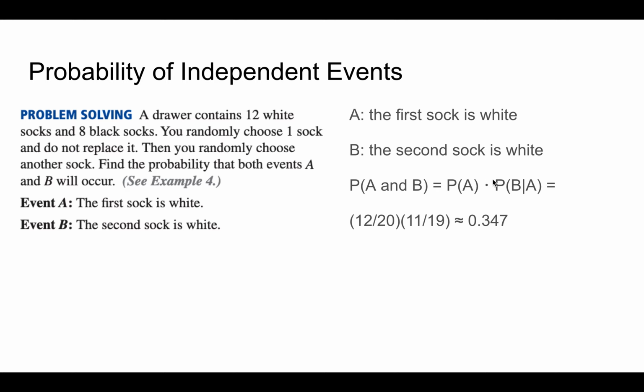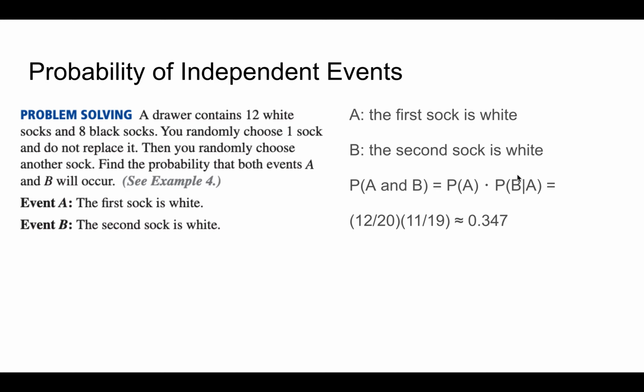Here's the reasoning. What is the probability of A, that the first sock is white? Well, initially there are 20 socks total because 12 plus 8 is 20. And 12 of them are white, so 12 out of those 20 possibilities would result in us getting the first sock as white.